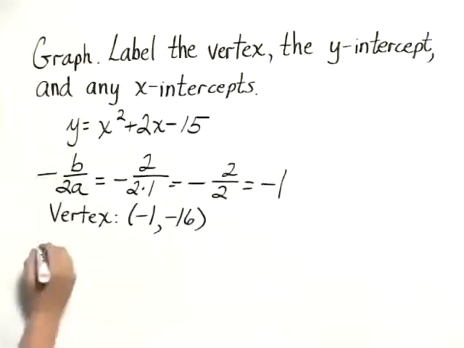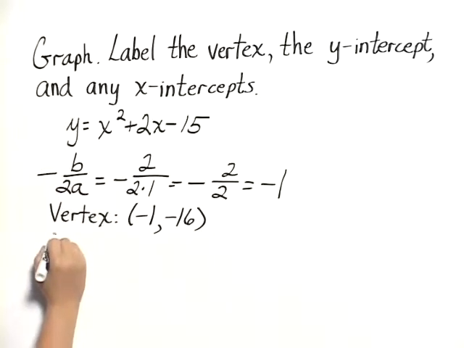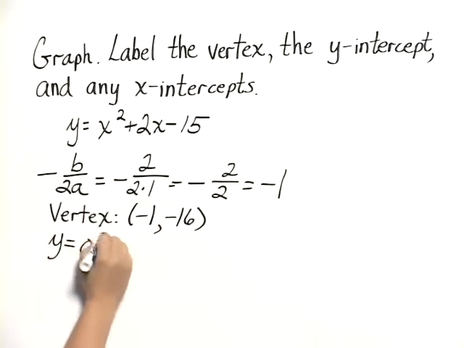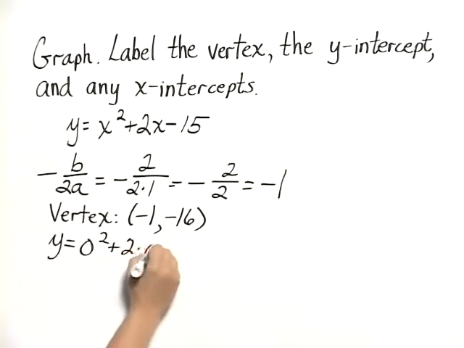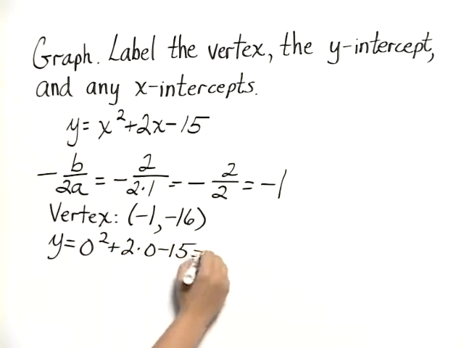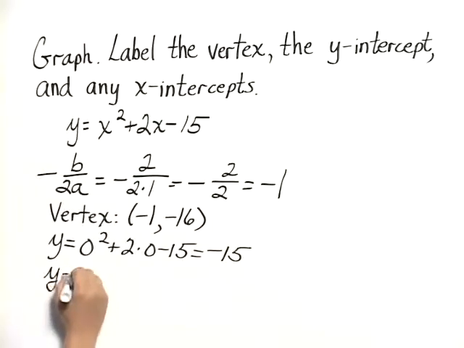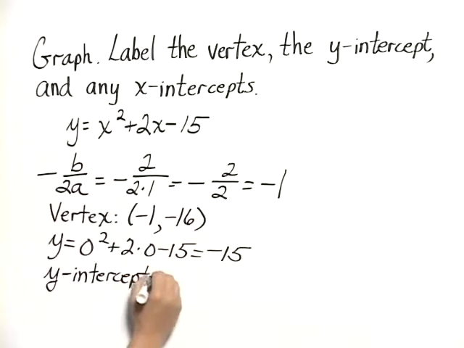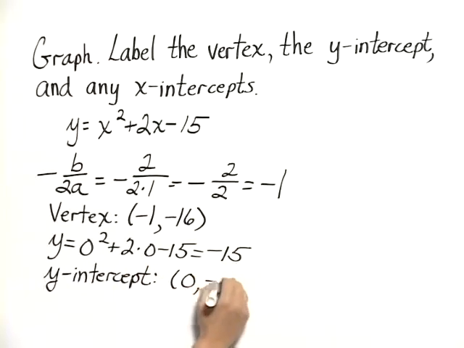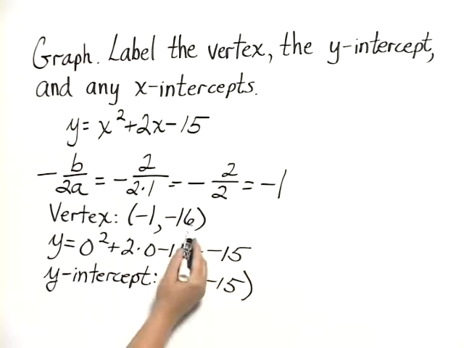The next thing we need to locate is the y-intercept. The y-intercept is found when x is 0. So we have y equals 0 squared plus 2 times 0 minus 15, or negative 15. So the y-intercept would be 0, negative 15. And notice that we already have 2 points that are on the graph.